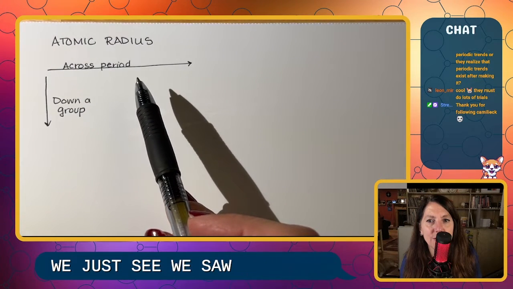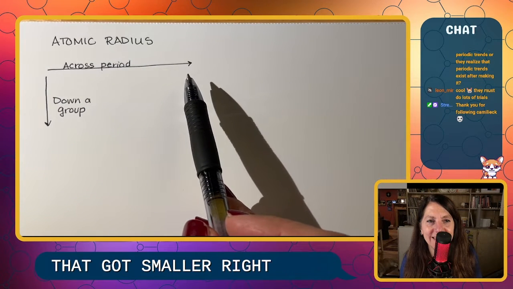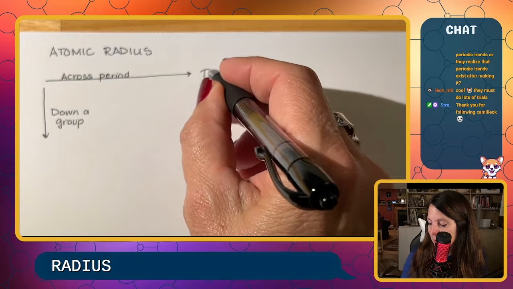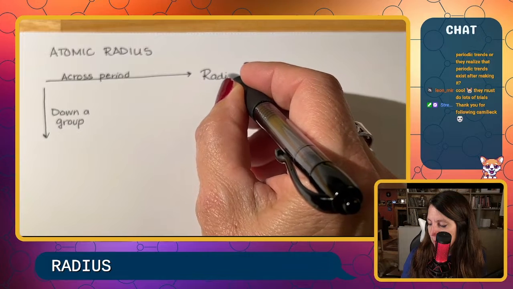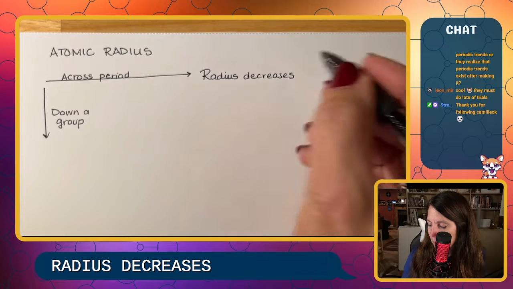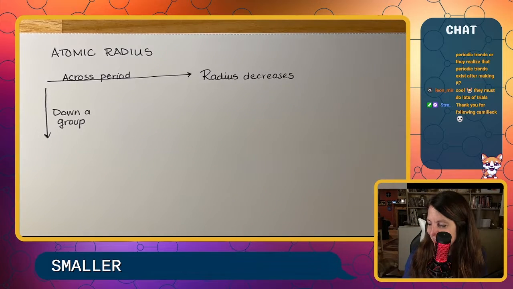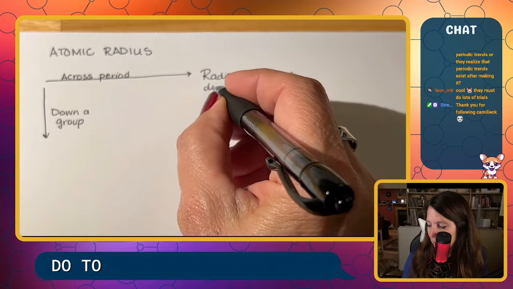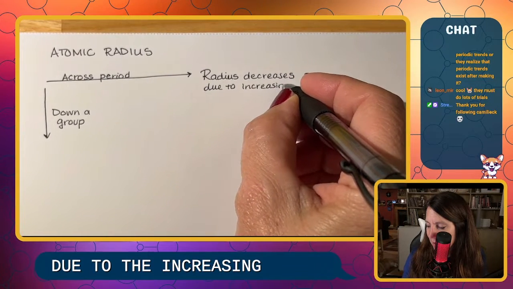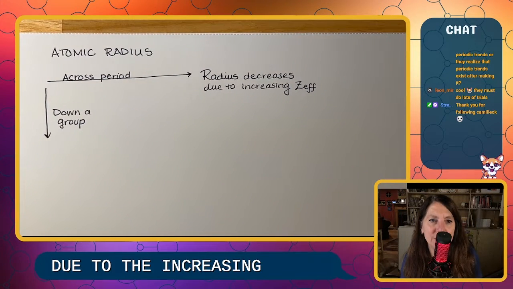We saw with our carbon going to nitrogen, it got smaller, right? Okay, so as we go across a period, the radius decreases. It gets smaller and smaller and smaller. That is always due to the increasing effective nuclear charge.